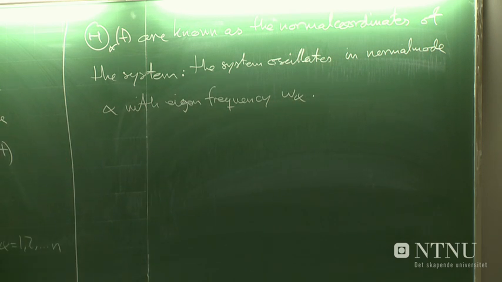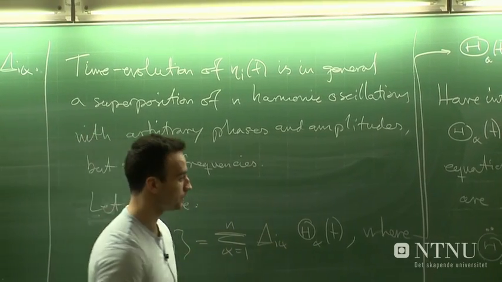These large theta functions are known as the normal coordinates of the system. So they correspond to the system oscillating harmonically with eigenfrequency omega alpha, which is clearly seen from this equation here. So the general deviation is a superposition of all these normal modes.